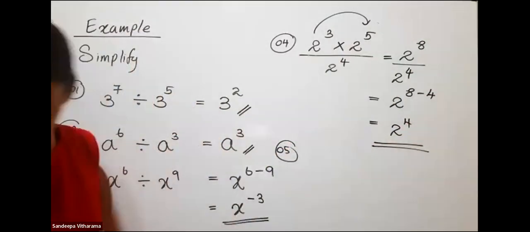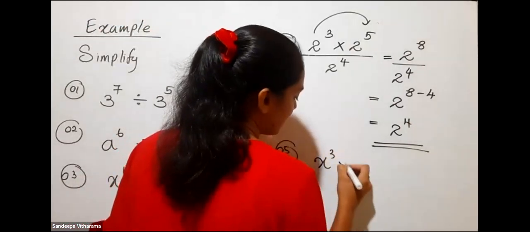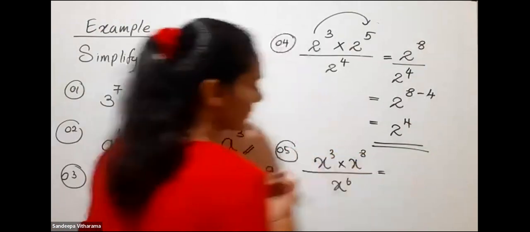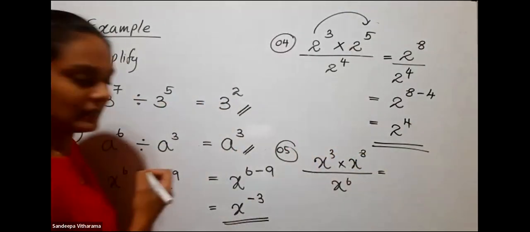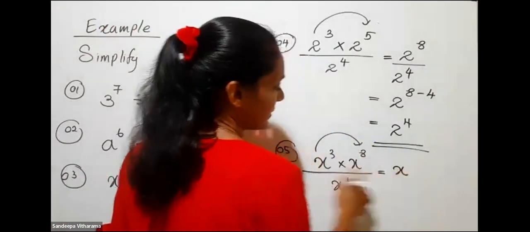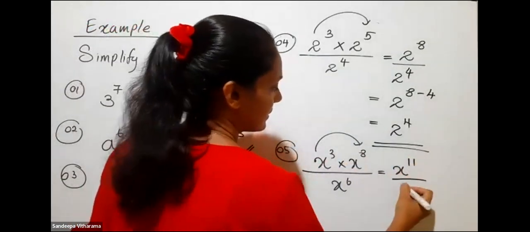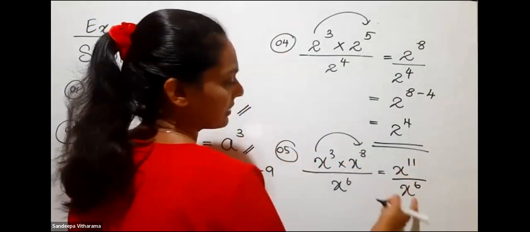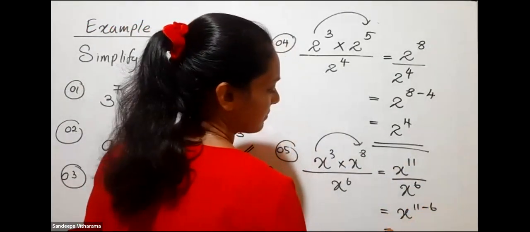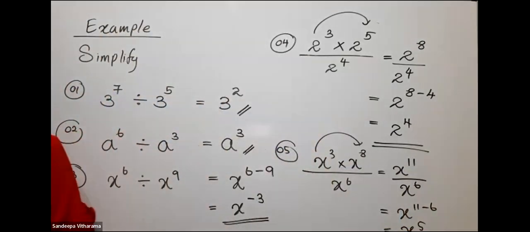Fifth one, it's x to the power of 3 multiplied by x to the power of 8 divided by x to the power of 6. Now, in this case also, we add the indices of the powers, then it is 11. Here, x to the power of 6. Now we subtract. 6 is subtracted from 11. The answer is x to the power of 5. Write down.